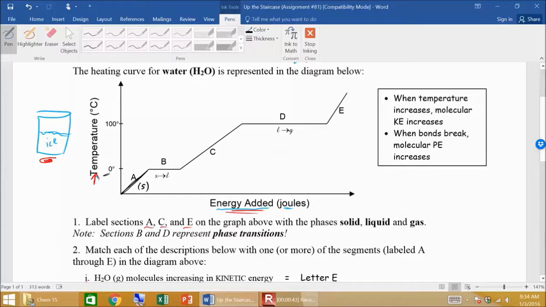The second segment is C, and you can see C is in the middle here, between 0 and 100 degrees Celsius, and that is the temperature range at which you would have liquid H2O. Whereas E, way up here, is a high temperature. This is above the boiling point of water, and that's the temperature at which you would have gas. So here's solid, liquid, gas on the diagram.